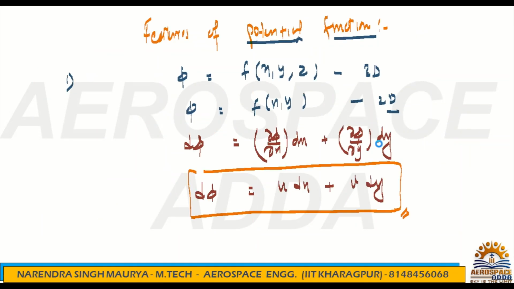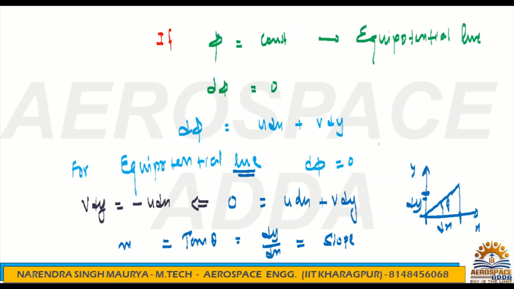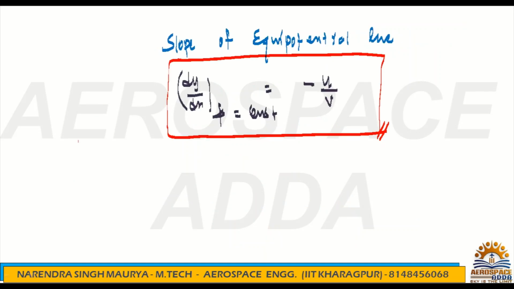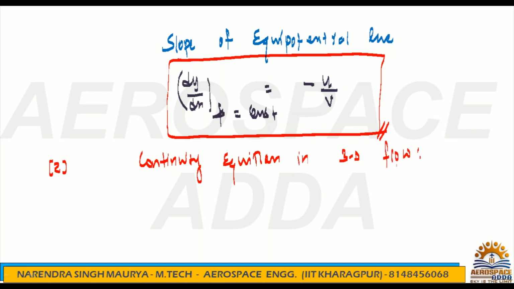Now coming to the next point, this is the first point here you got. Coming to the next point, what is another feature of it? If you see the continuity equation in 3D flow, then what will be that?